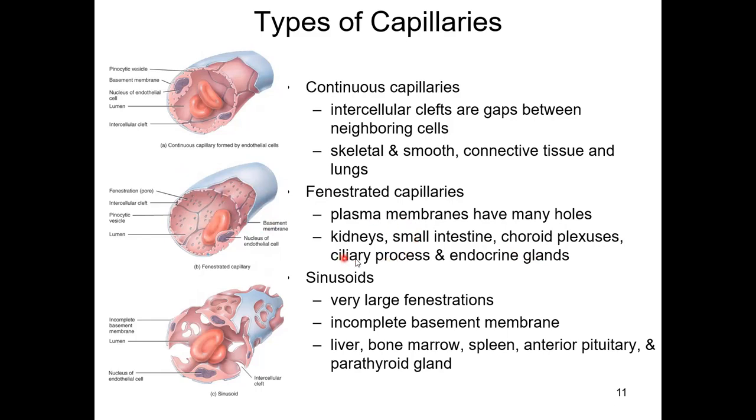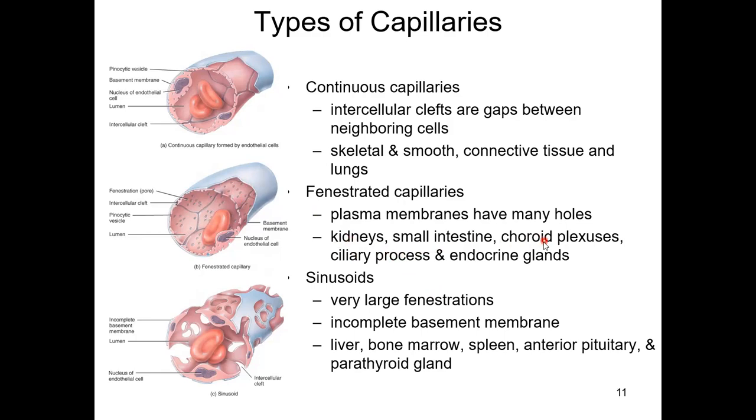Let's take a look at ciliary process. We looked at this in the eye, where ciliary process is making aqueous humor. So if this is a capillary inside the ciliary process, aqueous humor would be coming out of this capillary, and aqueous humor is nothing else but filtered plasma. Whatever comes out of these fenestrations of the capillaries, that is what we call aqueous humor from the ciliary process.